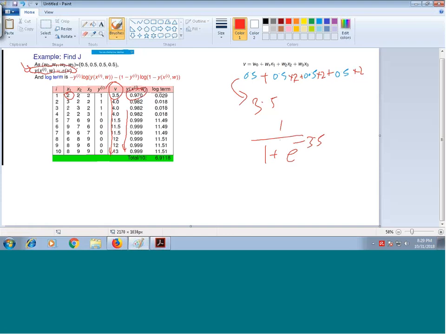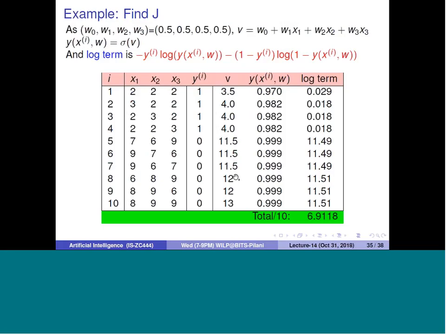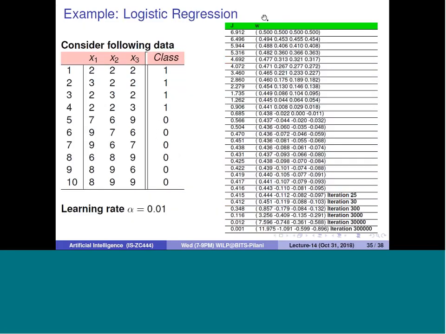And then you have to compute the log term too, because J is the summation of these things. So you know what the Y is and what this particular value is. You put them into this formula, get all these things, find out the summation, and divide by 10, because there are 10 examples here. You get 6.9. All right. So this is the verification of how you got this value.